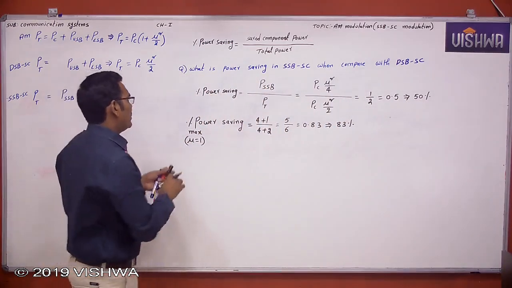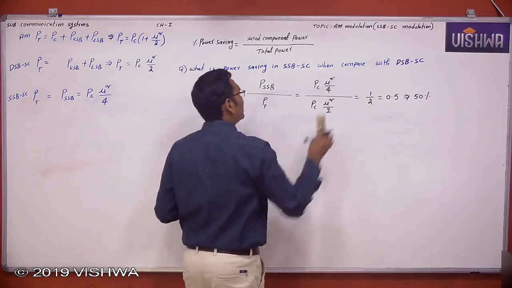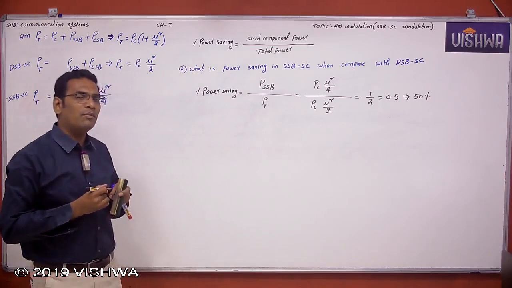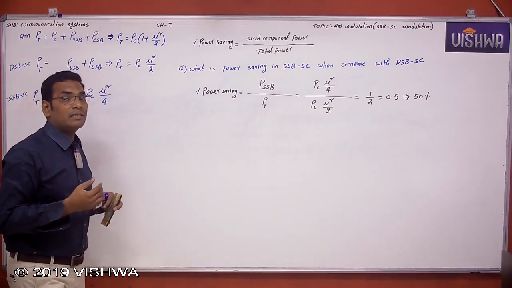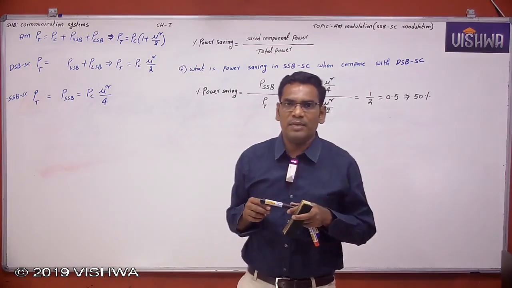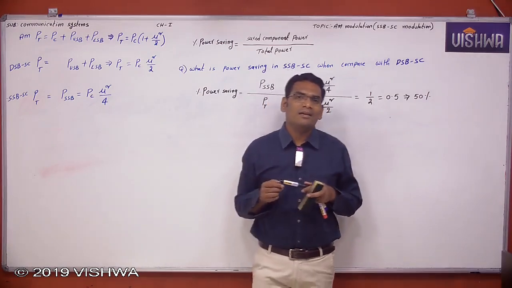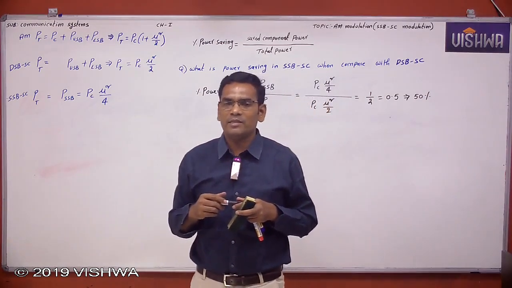So the power saving is 50% in SSB-SC when compared with DSB-SC. Obviously, 2 components, 1 component is saved, 50% power is saved. Okay. Now these are the power savings regarding power distributions and power savings in SSB-SC. But the important and heart of any modulation technique is bandwidth. What about the bandwidth in SSB-SC, we will see.